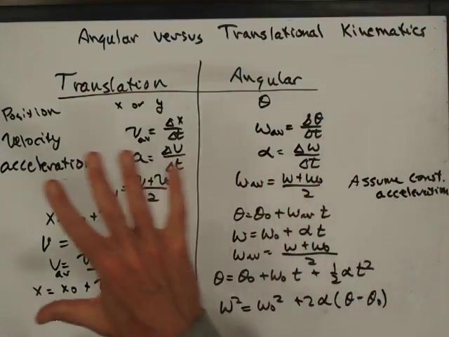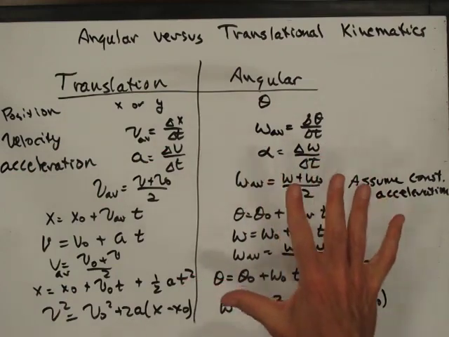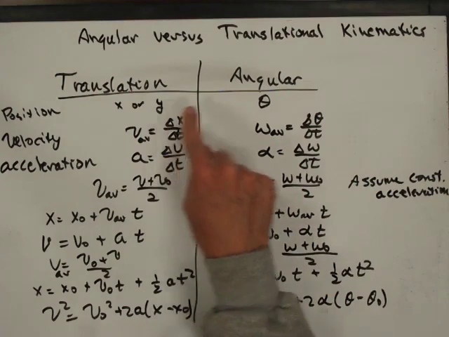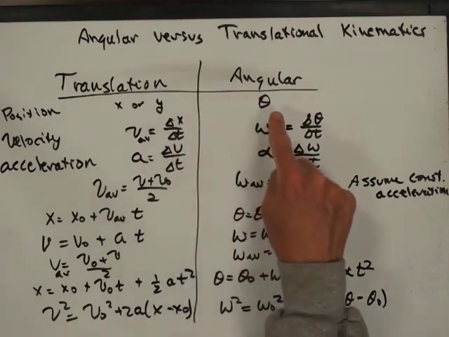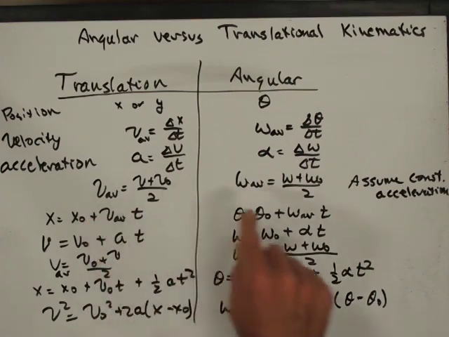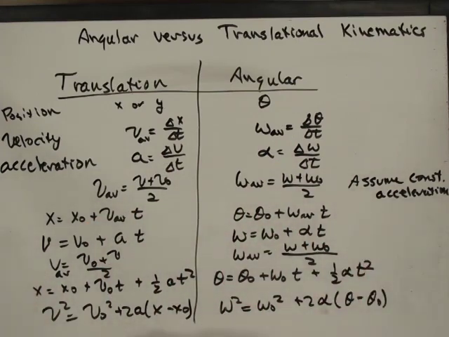And so all of the problems we did with translational motion are going to look almost exactly the same and solve almost exactly the same, except instead of talking about meters, we'll be talking about radians or degrees or something. Instead of velocity, we'll be talking about angular velocity. Instead of acceleration, we'll be talking about angular acceleration. But the time and stuff like that, all the math will be the same.